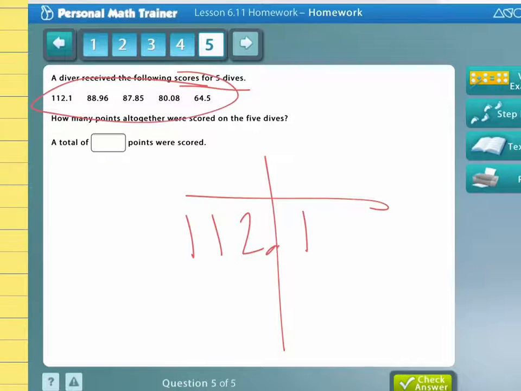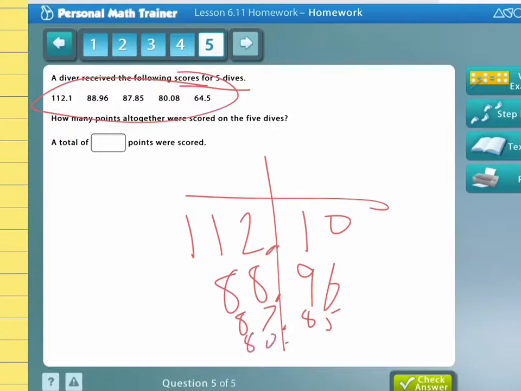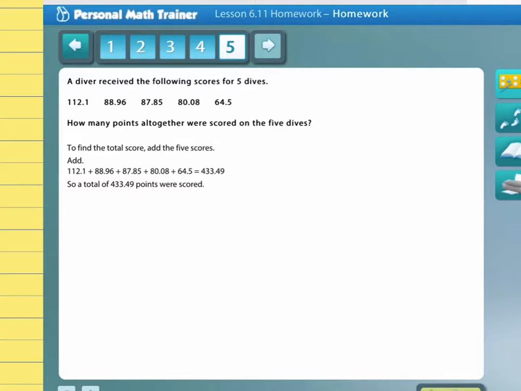So you have 112.1, 88.96, so you're going to put a 0 there, 87, I'm going to run out of space, 85, 80.96, 0.08, and the final one is 64.5, and put a 0 there. So you add up all those, and it looks like this. They've added up all those. You get a total of 433.349, and that is the answer.